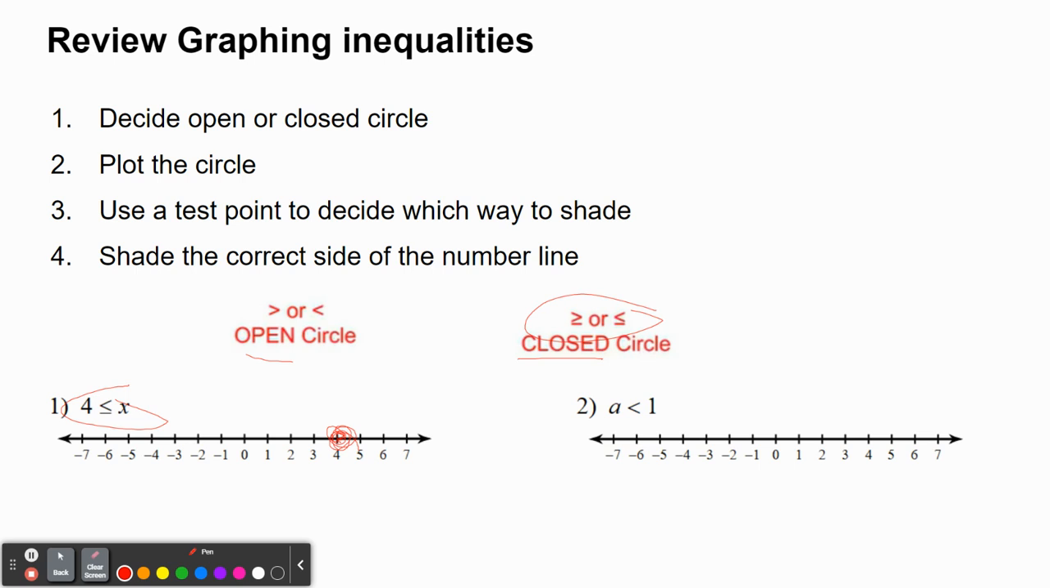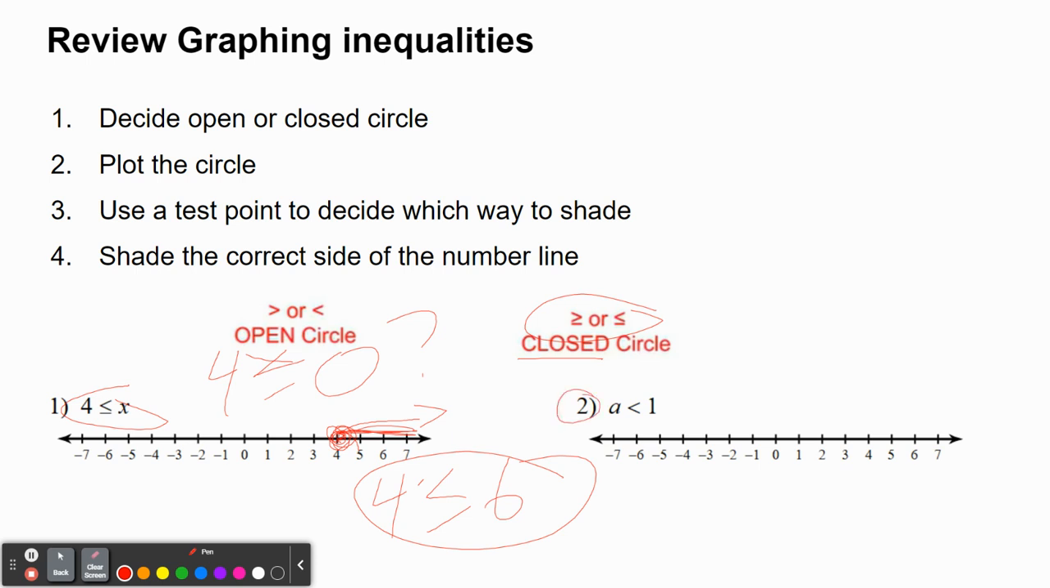Plot the circle, use a test point. I think most of the time, almost all of us are going to use 0 whenever we can. It just needs to be a point not on the number 4. All right, is 4 less than or equal to 0? No, it is not. So it is definitely going to be this way. If I do one more point just to make sure, is 4 less than or equal to 6? Yes. So I know that it's going to be to the right.